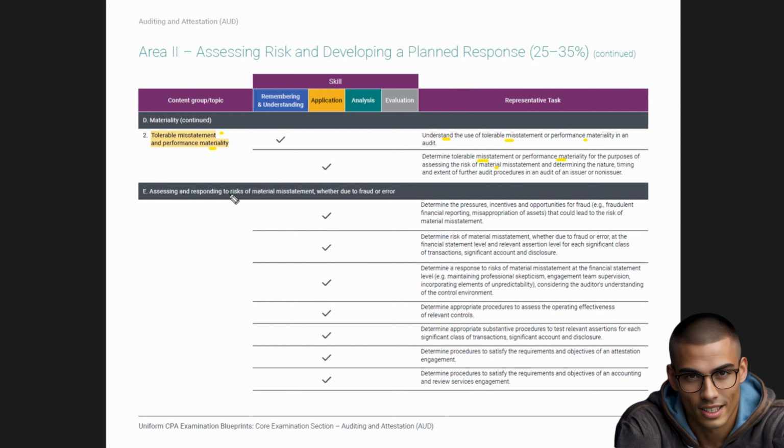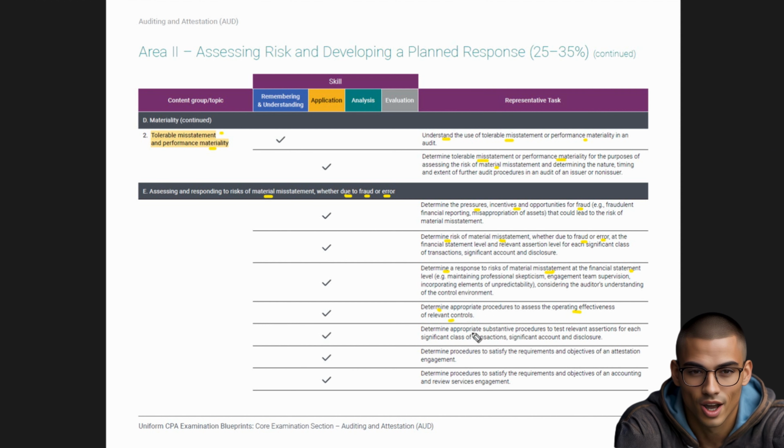Continuing on, we have assessing and responding to the risk of material misstatement, whether due to fraud or error, where you'll need to be able to determine pressures, incentives, and opportunities for fraud. You'll need to be able to determine the risk of material misstatement, whether due to fraud or error. You'll need to be able to determine the responses to the risks of material misstatement at the financial statement level. You'll need to be able to determine the appropriate procedures to assess the operating effectiveness of relevant controls.